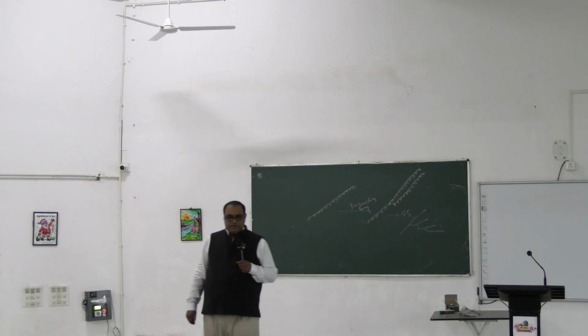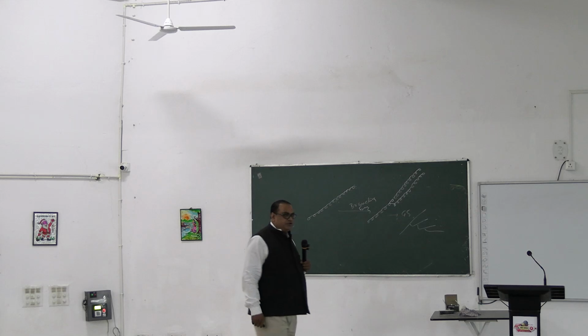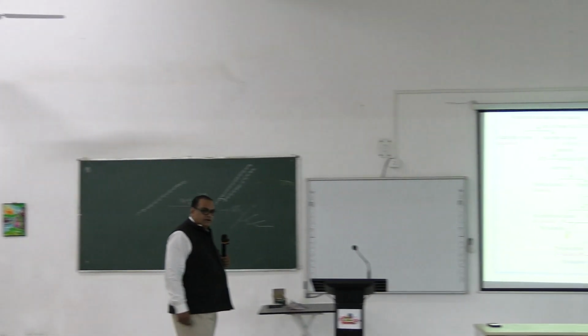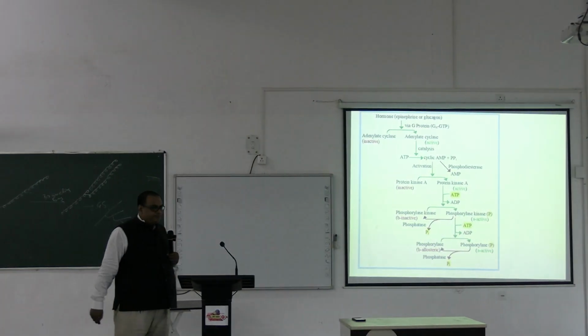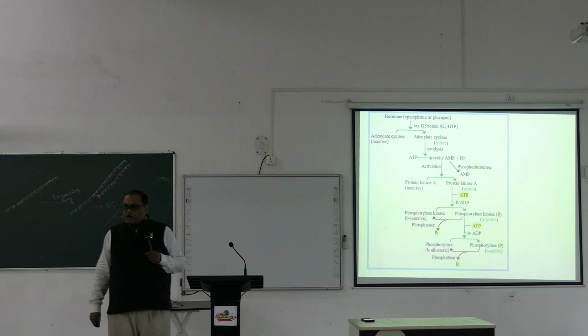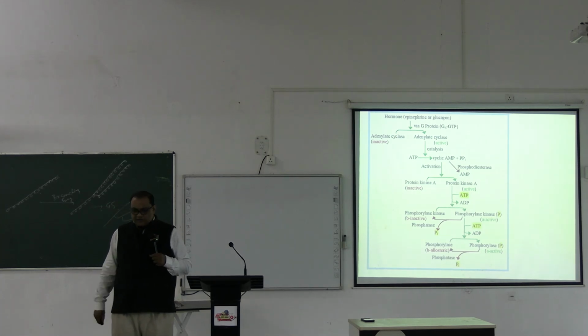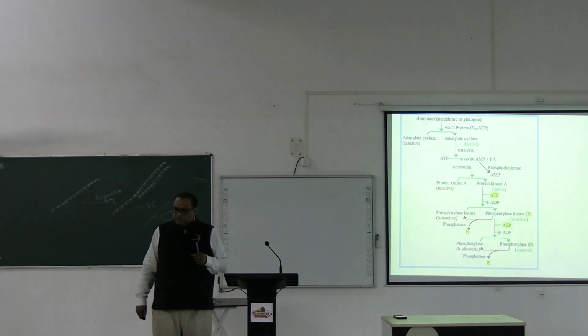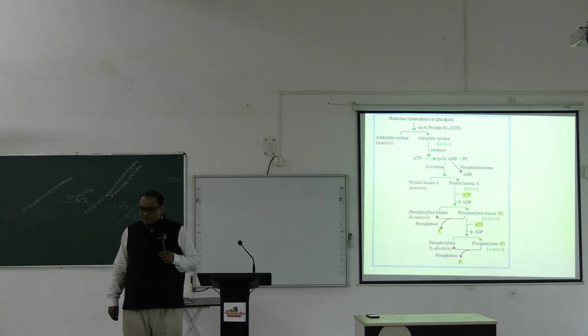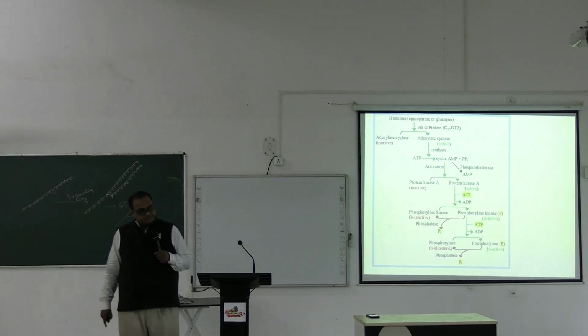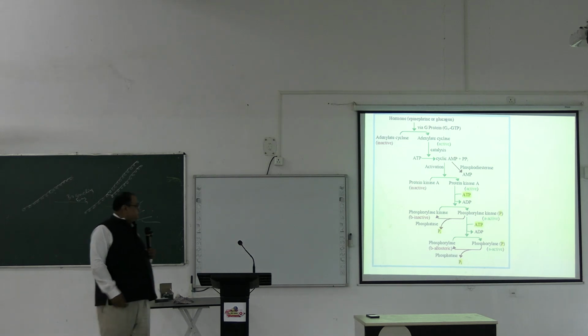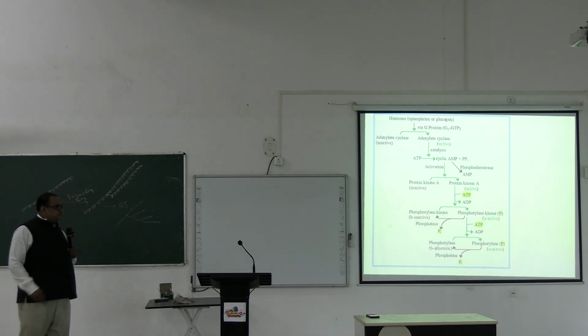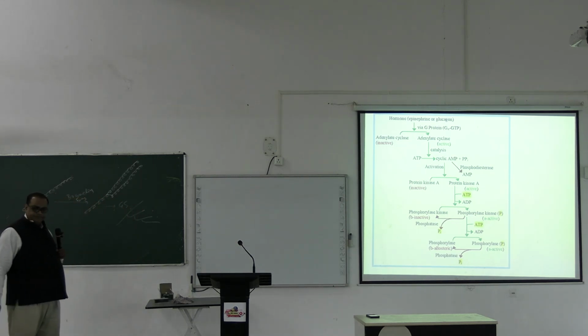So cyclic AMP, cyclic GMP, calcium ion, IP3 or PIP2, inositol triphosphate, or diacylglycerol, DAG. These are called second messengers, not secondary messengers. So the second messenger cyclic AMP is produced from ATP.